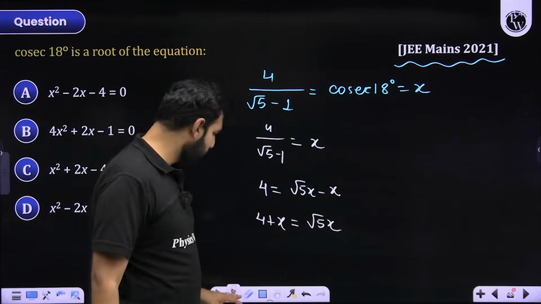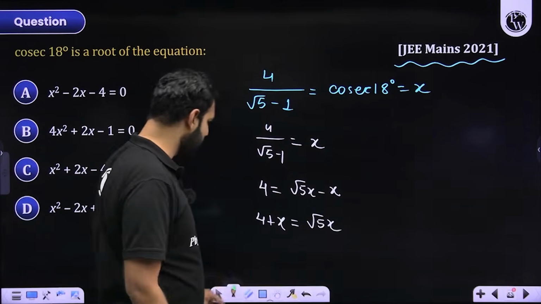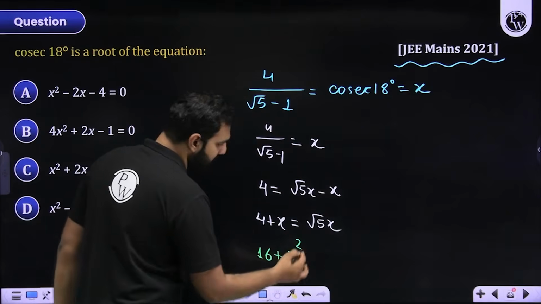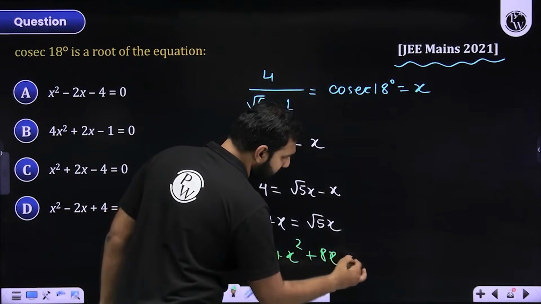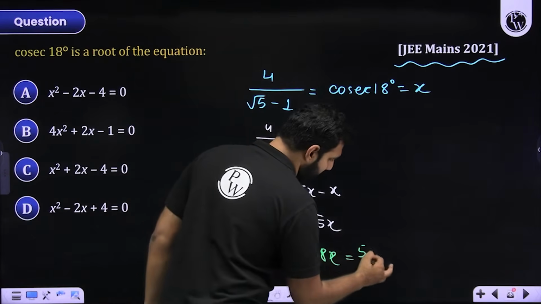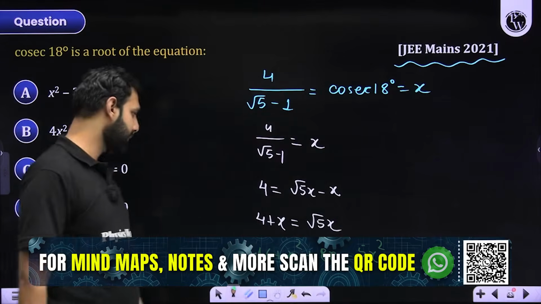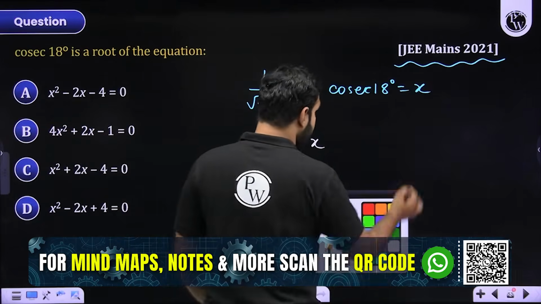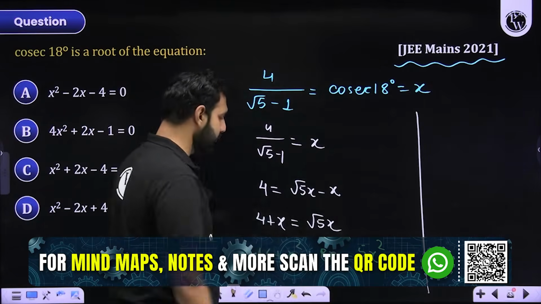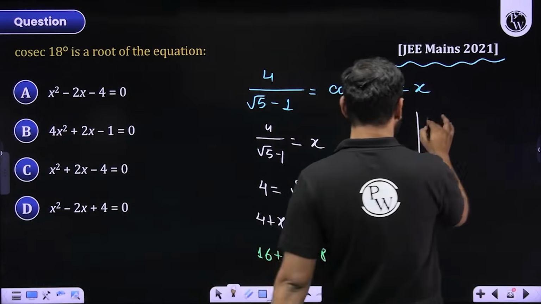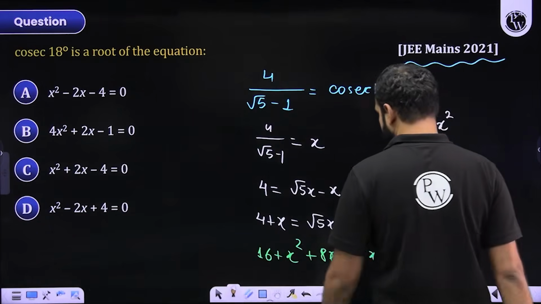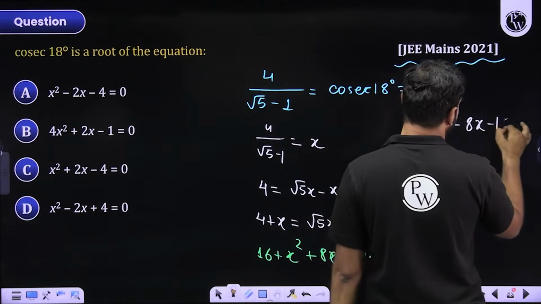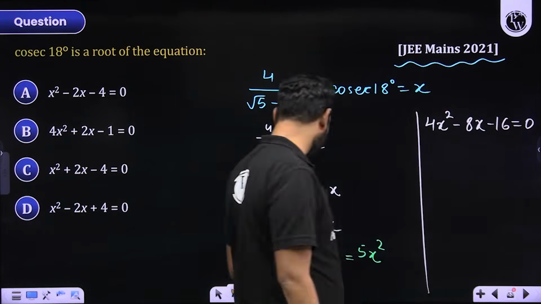If I square both these sides, what do I get? I get 16 plus x square plus 8x. And on the right hand side, what do we get? We get 5x square. Any confusions on that? 16 plus x square plus 8x is equals to 5x square. Now, what I do next is, let me take this x square on the other side. So 5x square minus x square will be 4x square. Then 8x when brought here will become minus 8x, and 16 when brought here will become minus 16 is equal to 0. I hope we are going great.